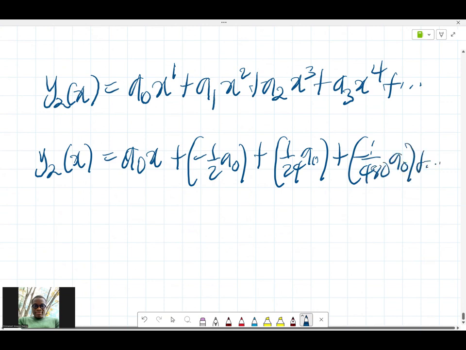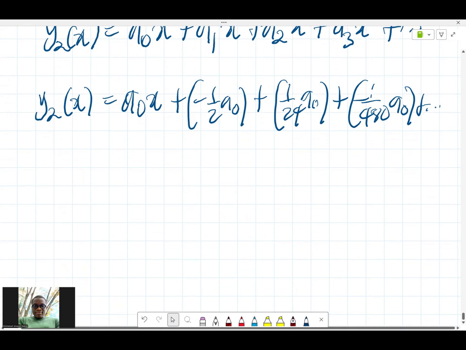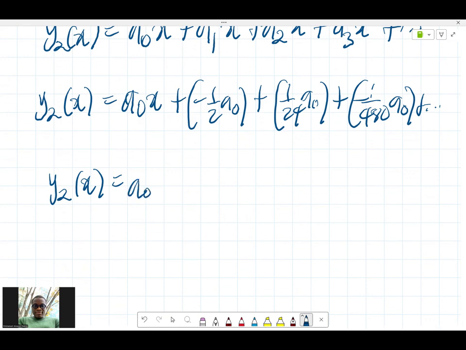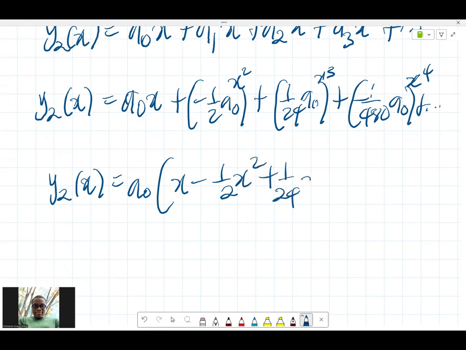And that goes on. So I can just bring out the a naught at once, so that y2 of x is equal to a naught into x minus half. Oh, I forgot to put all the x's. So this is x squared, x cubed, x4, and so on. So half x squared plus 1 over 24 x cubed minus 1 over 480 x raised to power 4, and all of that continues.